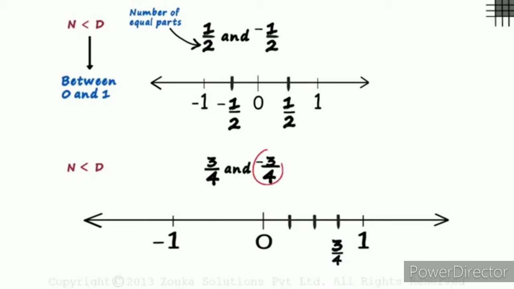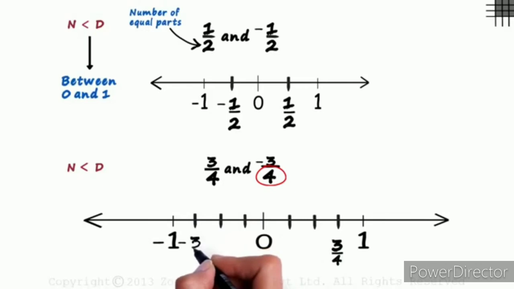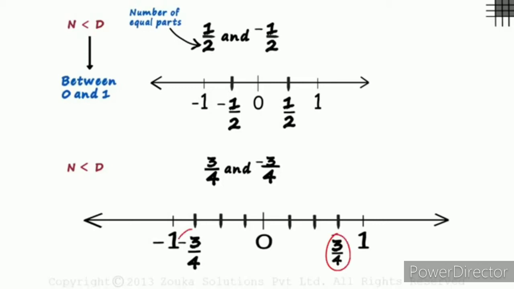So we mark 3 by 4 here. Now let us plot minus 3 by 4. Since 3 is less than 4 and the rational number is negative, we know that it will come between 0 and minus 1. We divide this length into 4 equal parts as the denominator is 4. And we mark minus 3 by 4 3 parts away from 0. That's it. We have plotted the points. But let me ask you a question. You have plotted the numbers 3 by 4 and minus 3 by 4. But do you know which numbers are plotted on these points?